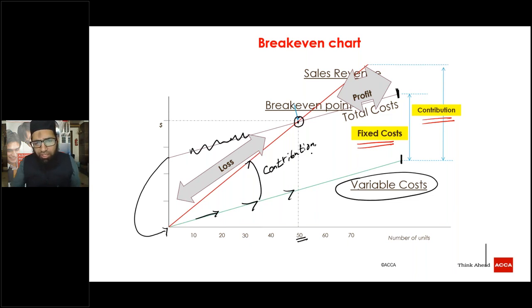If I further analyze, there is a gap between the total cost and total revenue. So this is the total cost line, this is the total revenue line. And this gap will be known as profit or loss. If the total revenue line is above total cost, it will be profit, and if the total cost line is above the total revenue, it will be a loss.